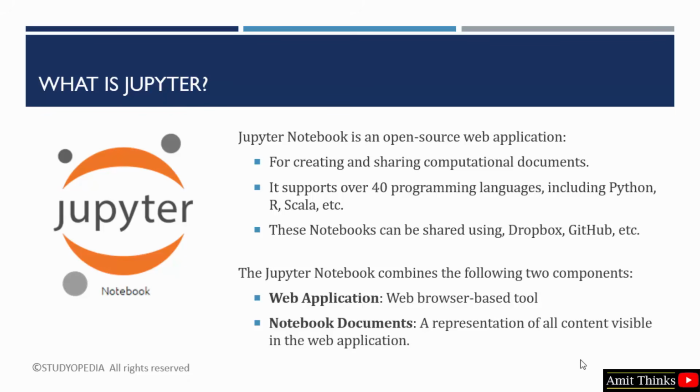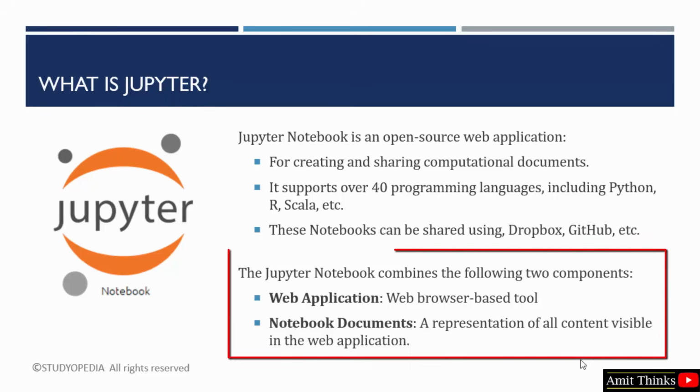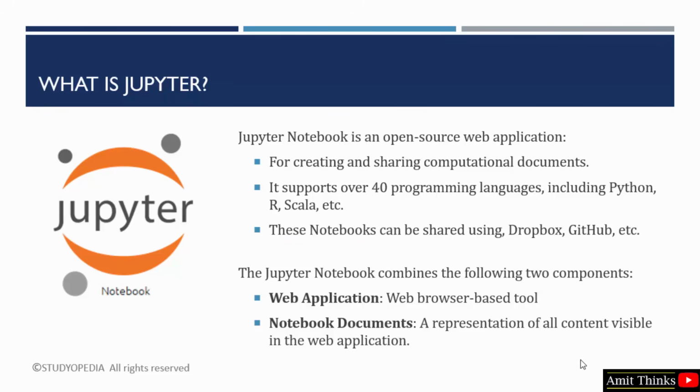With that, Jupyter also supports more than 40 programming languages. That includes your Python, R, Scala, etc. So basically, Jupyter combines the following two components. That is, it is a web application also, and it also allows you to work around notebook documents. Okay, so the web application is a web browser based tool, I told you before, and the notebook documents are basically representation of the content which is visible on the web browser in the form of a web application.